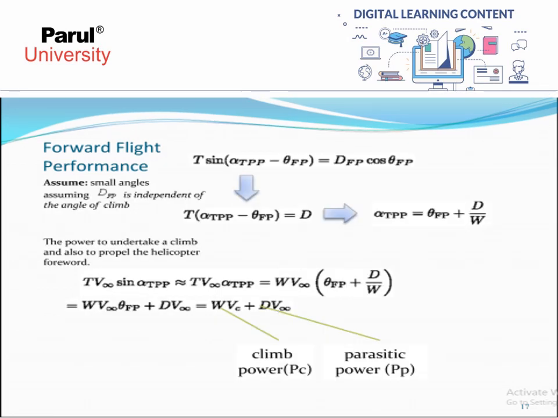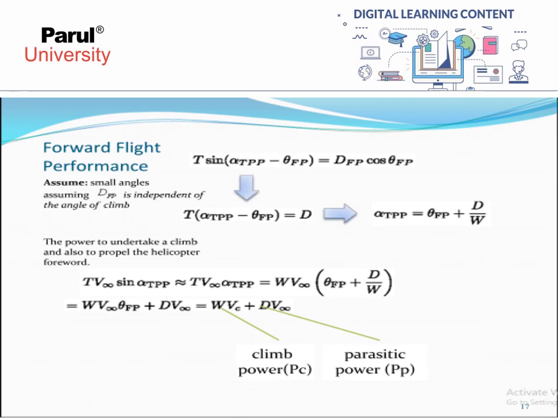In forward flight performance, T sine of alpha TPP minus theta Fp is equal to dFp cos theta Fp, right? Assume small angles, and assuming dFp is independent of the angle of climb, then alpha TPP minus theta Fp is approximately equal to phi, because sine phi is only phi for a small angle, and cos theta Fp becomes 1, so dFp is equal to d only. Then alpha TPP is equal to theta Fp plus d by W.